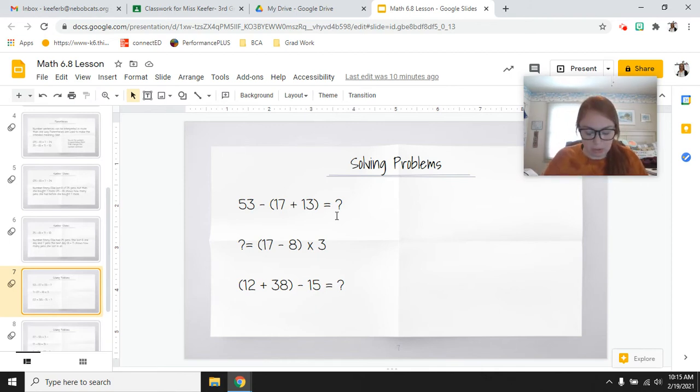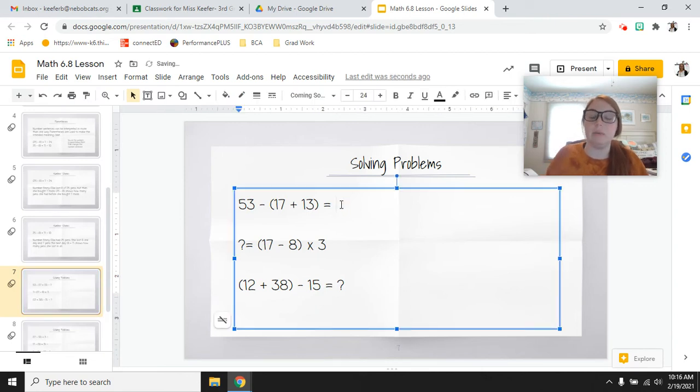So the first one that you are looking at is going to be 53 minus 17 plus 13. So where do we start? What do we start with? What do we need to do first? Okay, so we need to solve for the parentheses first. So 17 plus 13. What is 17 plus 13?